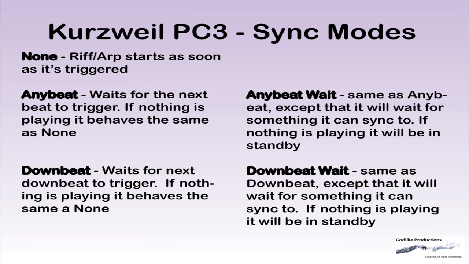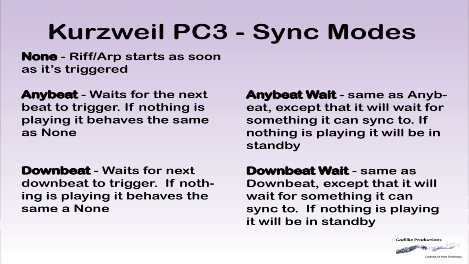Okay, the next one that we've got there is downbeat, and what this does is it waits for the next beat to trigger. If nothing is playing, it behaves the same as none. So basically, this allows you to set a primary zone, or allows the first zone to be triggered, so when you press the keys down, it'll start. This is useful in a lot of cases where you want to start a song by hitting the keys. In some cases you don't want to do that.